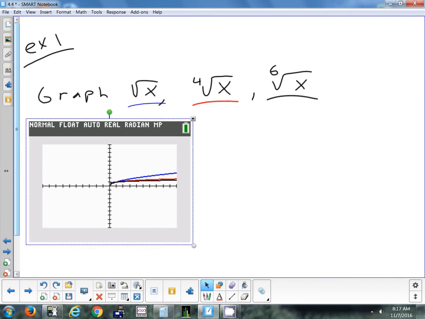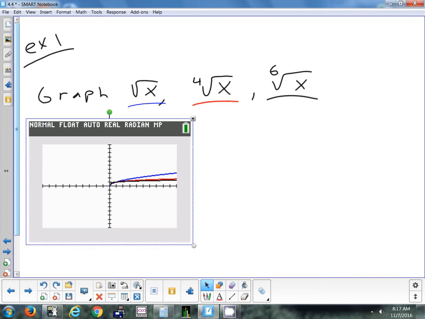What do you notice about all these functions? What's something they pretty much all have in common? Yeah, they're in the first quadrant. They're all in the first quadrant. None of them extend into negative x values. So that's something that happens with these kind of indices, even indices. Odd is totally different. But even indices, pretty much always in the first quadrant.